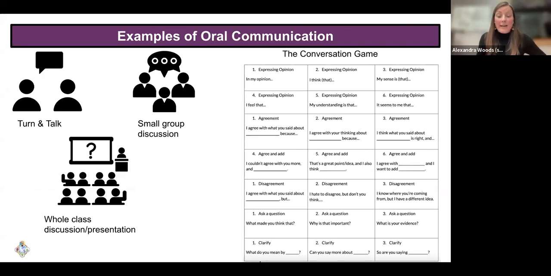Oral communication is taught and practiced through a variety of classroom activities, including listening to podcasts and oral texts, and engaging in small and larger group discussion. In the image on the right, I wanted to highlight a conversation game that a teacher from the OCDSB developed to support students to learn accountable talk and to listen and respond actively and responsively to partners. In this activity, students use sentence stems to respond to a prompt, saying things like, in my opinion, I feel that. This is just one resource and one way of practicing oral communication in the classroom.